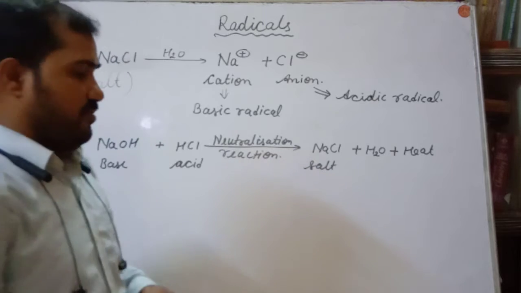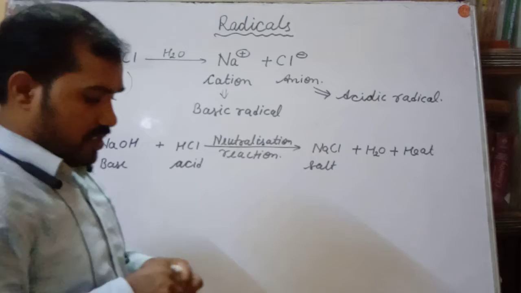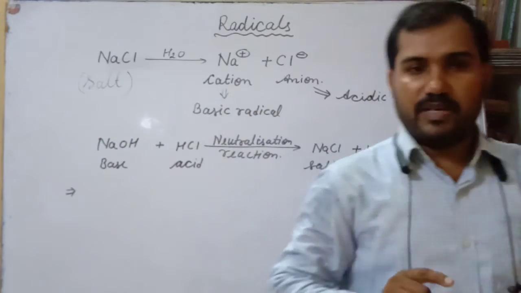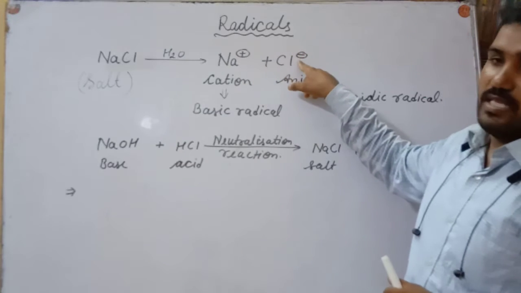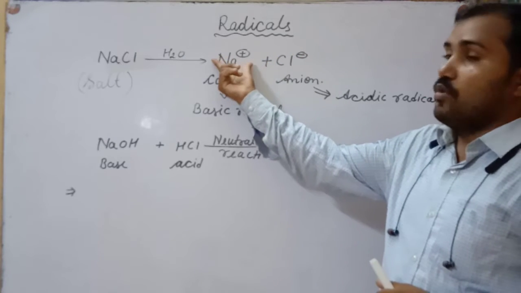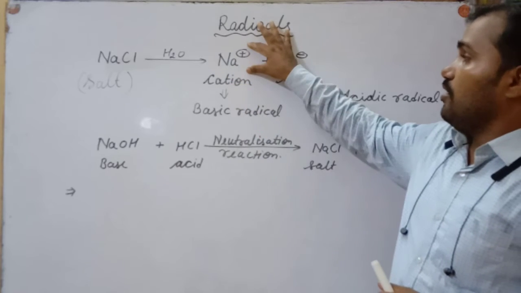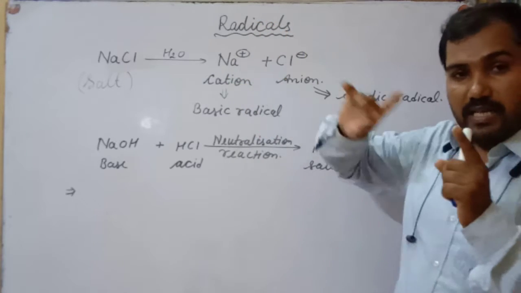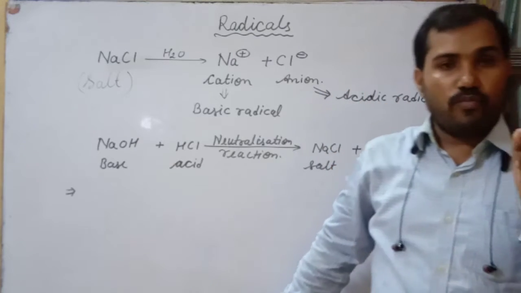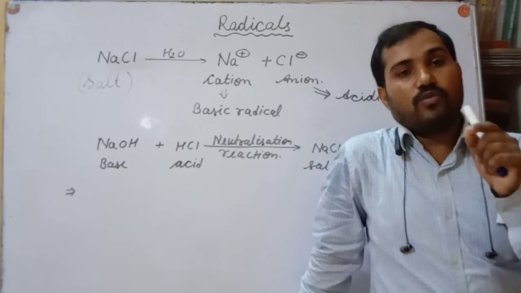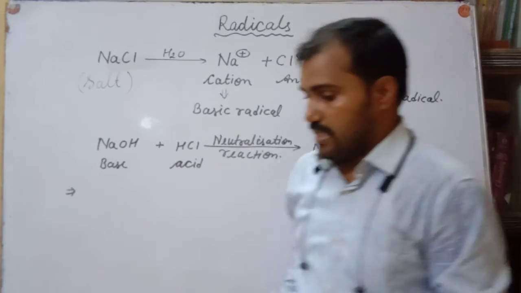Very simple concept. Now this cationic part, anionic part, you can see here it has one charge. So it is said to be a mono acid radical. Mono charge means one charge. Mono means one. Okay, we will see another example.